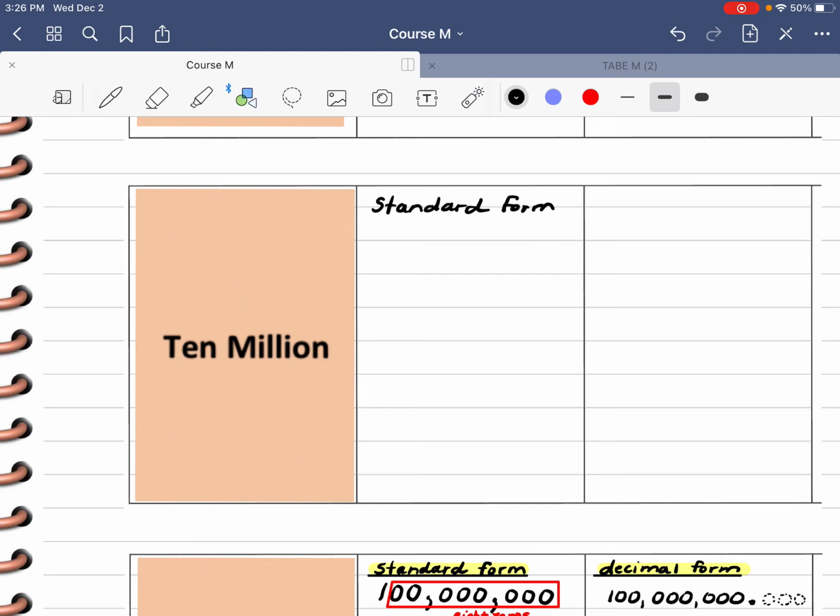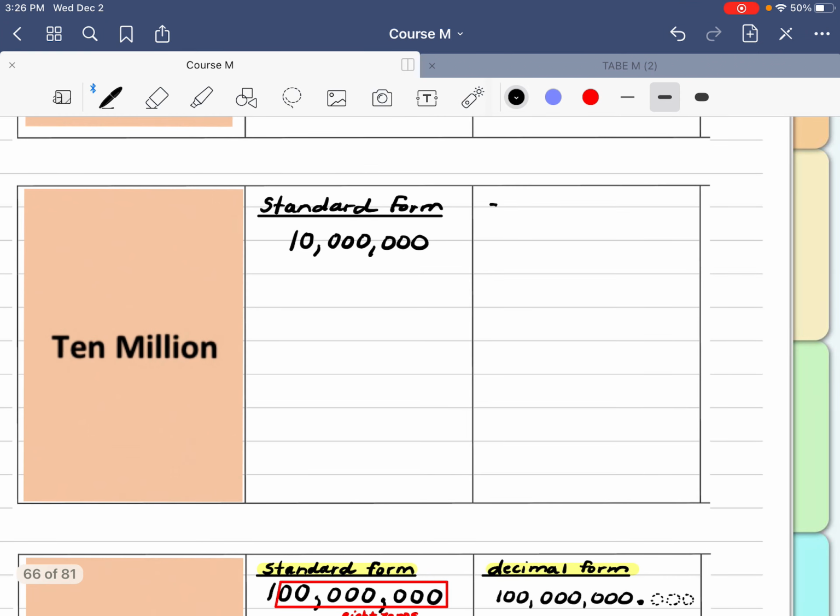So what does the number 10 million look like? Well, it's a 1 and a 0, and 0, 0, 0, 0, 0, 0. So there is standard form of 10 million. Let's look at decimal form. I want to do scientific form last on all of these, so we'll come back there.